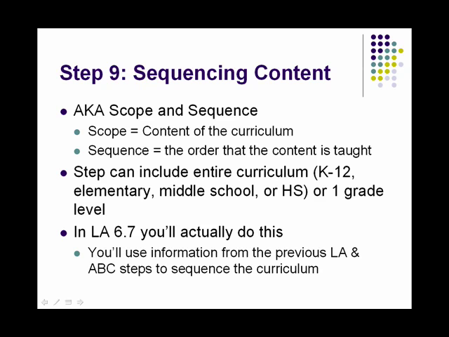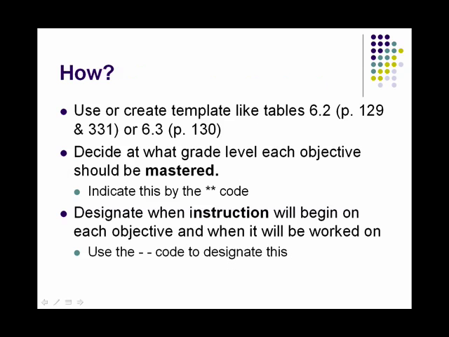In learning activity 6.7, you actually do this. You'll use information from the previous learning activities and ABC steps to sequence the curriculum. So how are we going to do that? Again, you can use or create a template like the tables on page 129, which is table 6.2, and it's also in the back of your book on page 331, and it's also in your course documents. Or you can use a template like table 6.3 on page 130. This is where you have some independence on how you want to go about doing this. You can use the textbook method, or you can use your own method to do this.